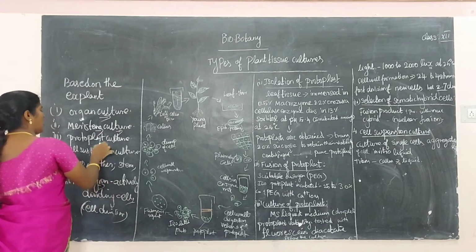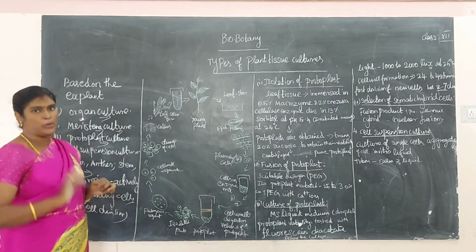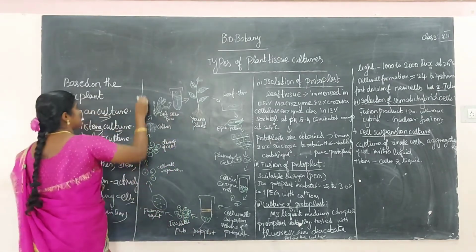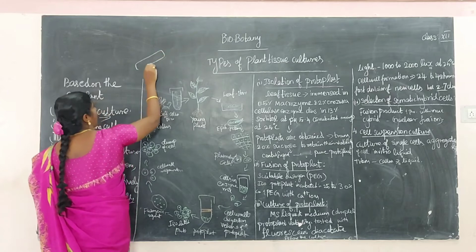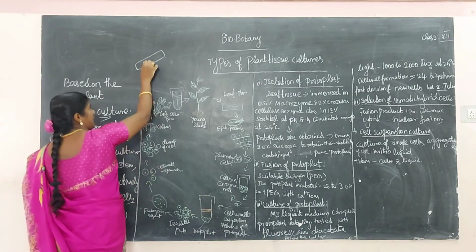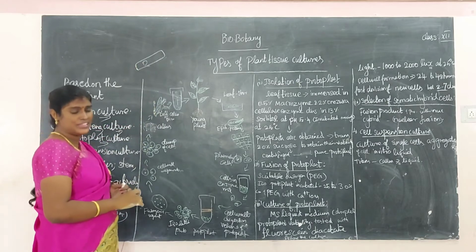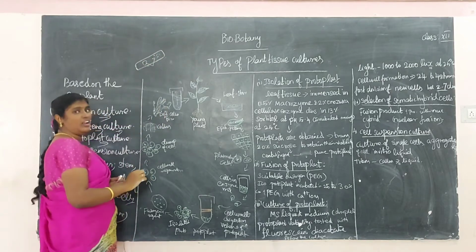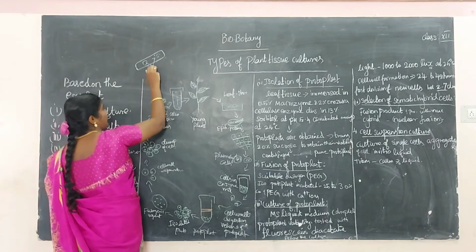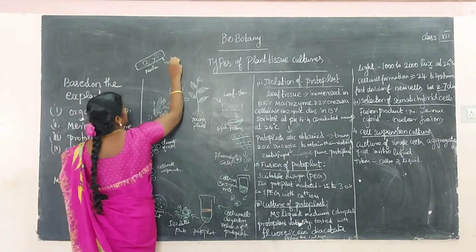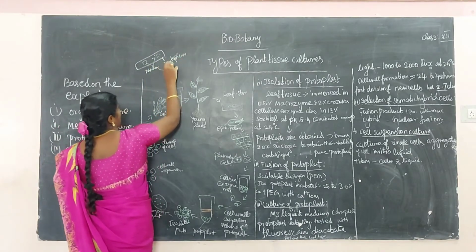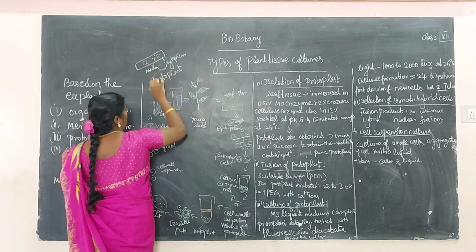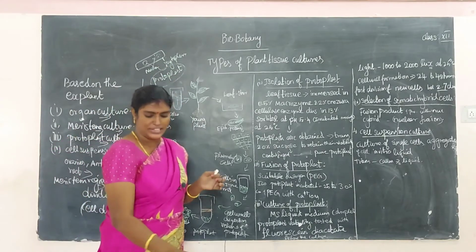Third one, protoplast culture. What is the meaning of protoplast? For example, this is a normal cell. This is the cell wall. Inside, the nucleus is present. This is the cytoplasm. The cytoplasm and nucleus together are called protoplasm. What is protoplasm? The nucleus and cytoplasm are called protoplasm.